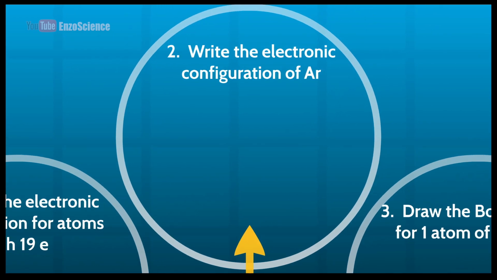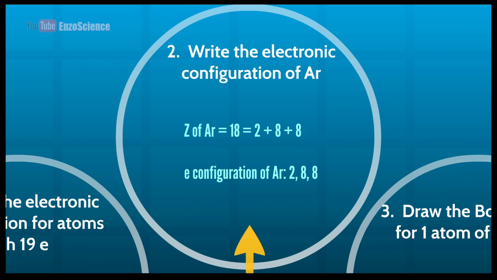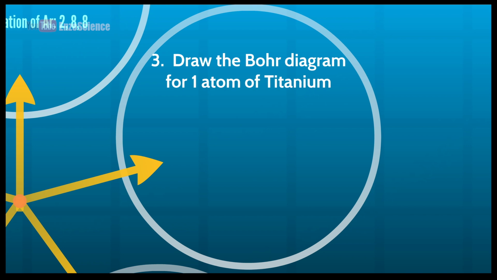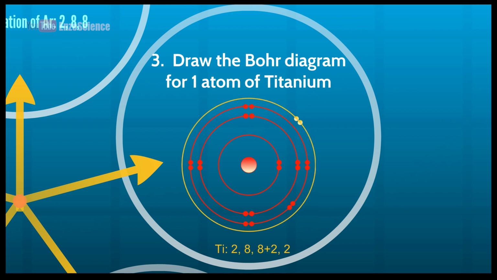Question 2 asks for the electronic configuration of argon. Similar to question 1, we find out it's 2, 8, 8 and there are 3 occupied shells. Question 3 asks us for the Bohr diagram of an atom of titanium. At first, we need to find out the atomic number of titanium from the periodic table, which is 22. Then we allocate electrons into shells as per the second rule of the Bohr diagram. 2 for the first shell, 8 for the second shell, another 8 for the third shell.